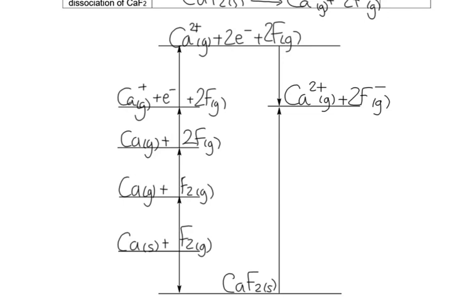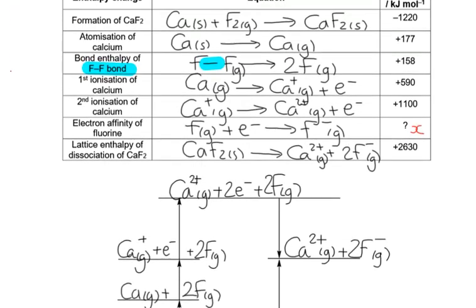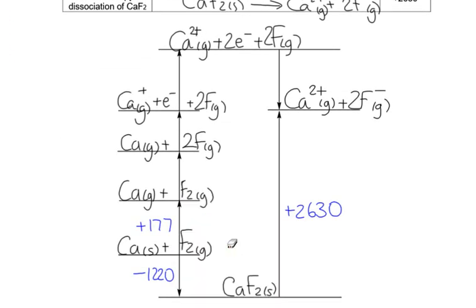So we're just going to put the numbers on that we've been given. We've been told that this one is the big +1, 2630, and we've been told this one is the -1220. The atomisation was +177. Now, have a close look at this equation that we highlighted in the table up there, the bond enthalpy one. This actually matches. We have the right number of fluorines for bond enthalpy, so we can just copy down the number. We don't need to double it because it wasn't atomisation we were given, it was bond enthalpy. Then we've got first ionisation energy at 590, and then second at 1100.